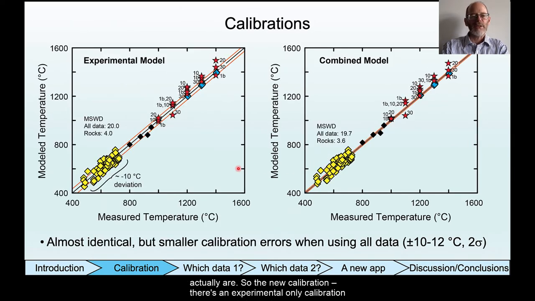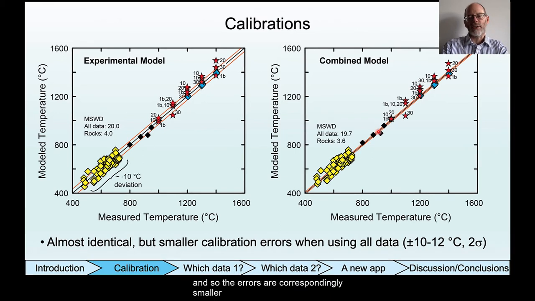So the new calibration, there's an experimental-only calibration using these experiments. It does a great job. There's about a 10 degrees C deviation from the average of the rock temperatures, and the combined model, obviously, is going to fit the rock data better. They give almost identical temperatures. The only reason that I prefer the combined model is that it more accurately represents natural data, and so the errors are correspondingly smaller.